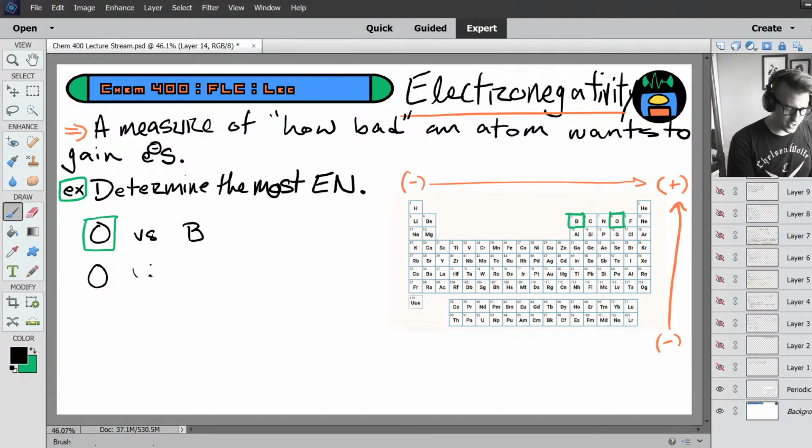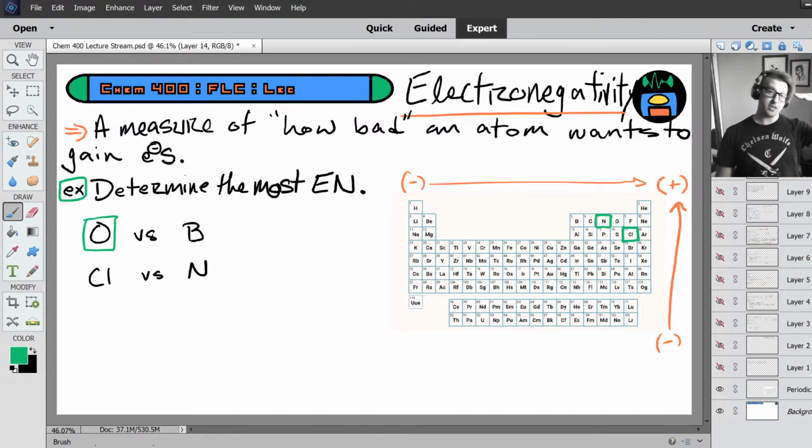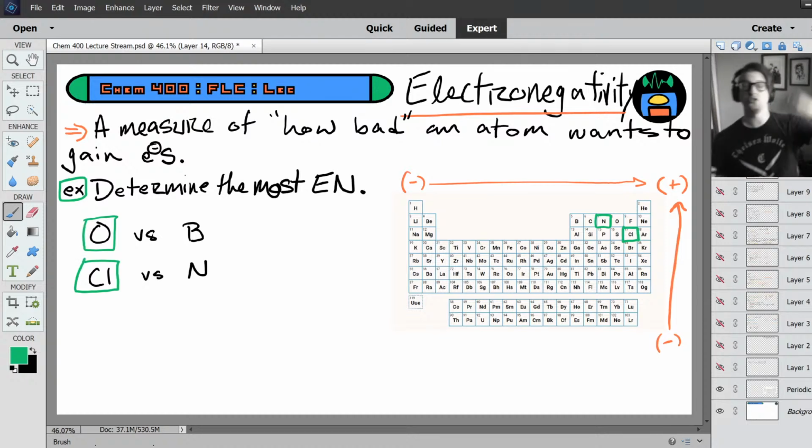Let's do a different one. We're gonna do chlorine versus nitrogen. All right, let's take a look here. So we've got chlorine here, nitrogen here. Now, here, this one's not as straightforward because nitrogen is higher than chlorine, but chlorine is further to the right than nitrogen. So how do you figure this out? Well, nitrogen is one space higher than chlorine, but chlorine is two spaces further to the right than nitrogen. So chlorine is more electronegative because it's two spaces over to nitrogen's one space up.